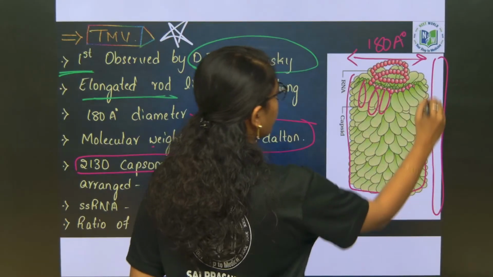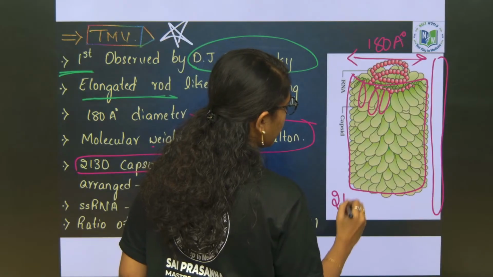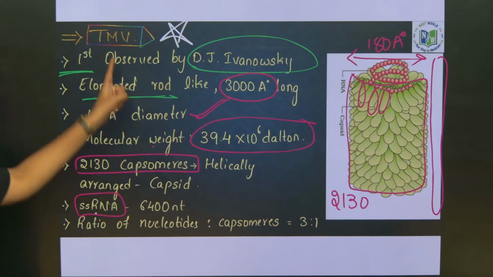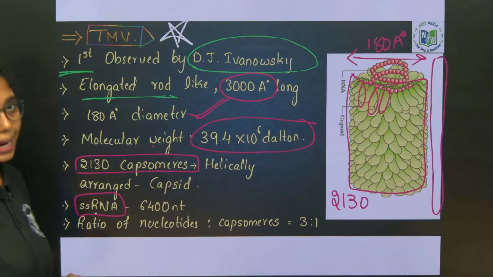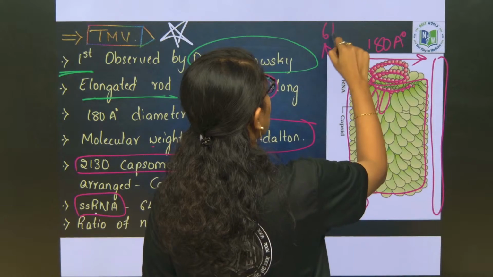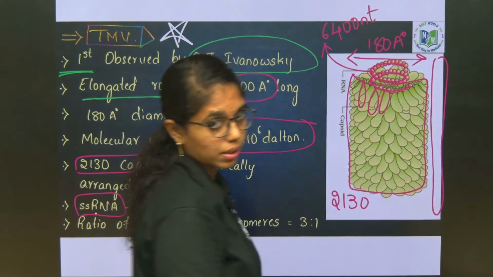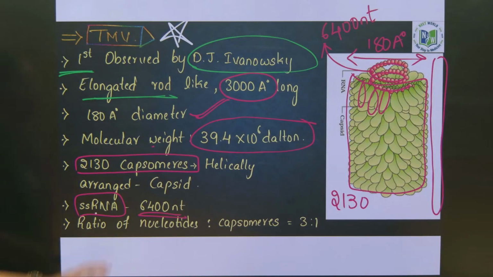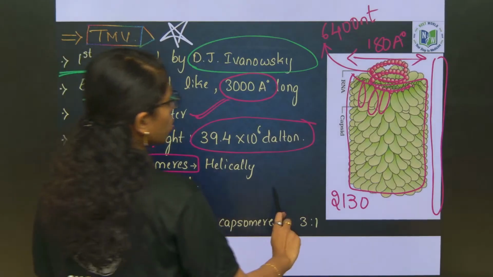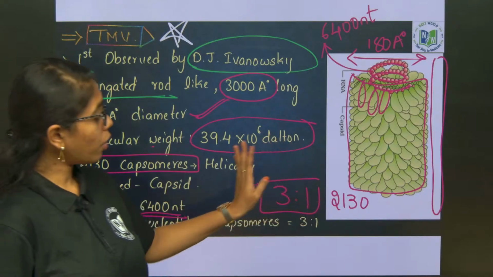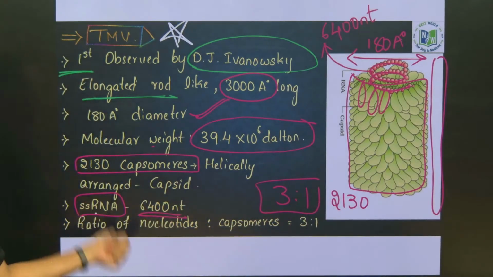This is the complete protein coat. Around how many capsomeres are there? 2130 capsomeres. And as it is infecting a plant, the tobacco mosaic virus has RNA, single stranded RNA. This single stranded RNA has approximately 6400 nucleotides. So, how many nucleotides does it have? 6400 nucleotides. Now let us look into the ratio between nucleotides and capsomeres. The ratio is 3:1, between the number of nucleotides and capsomeres.